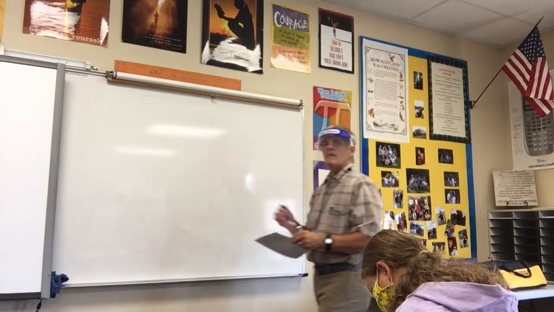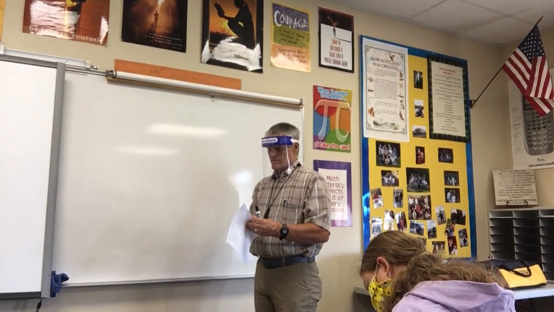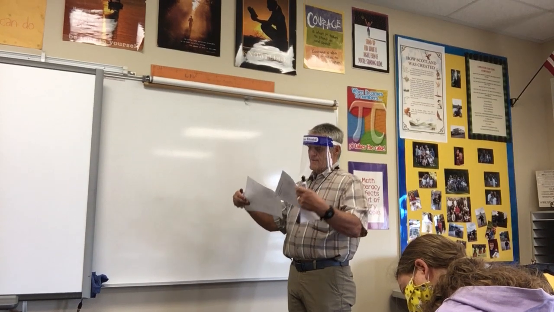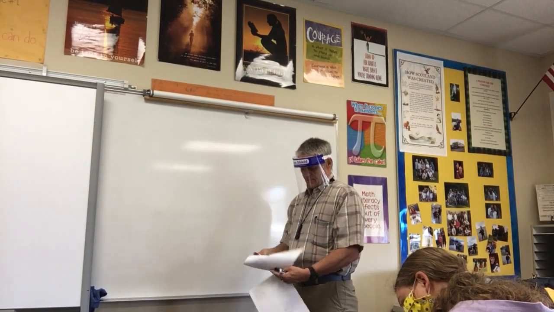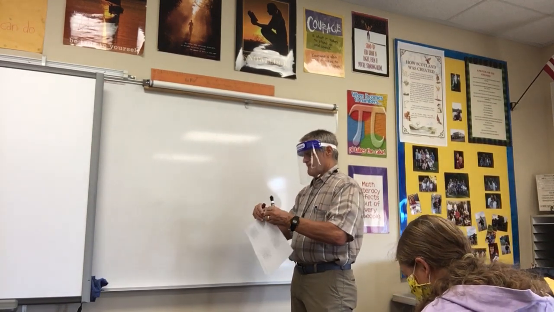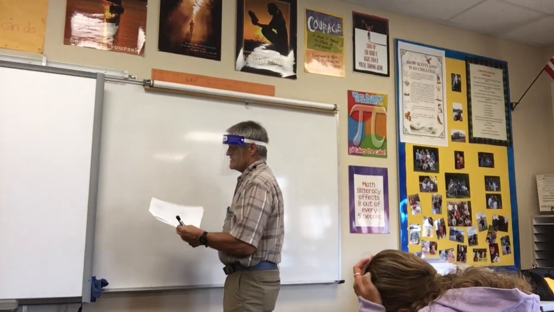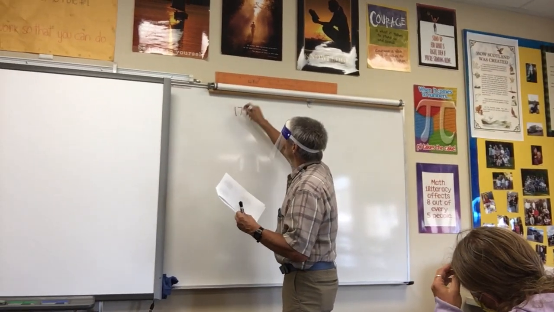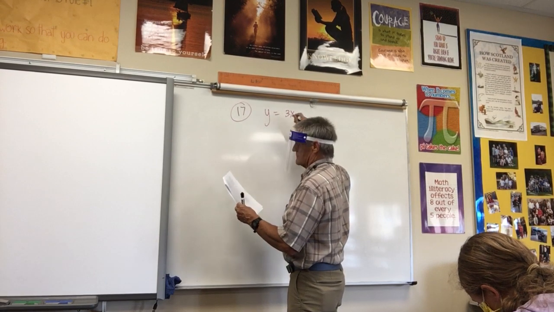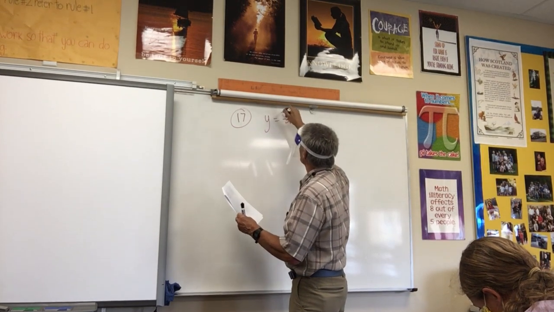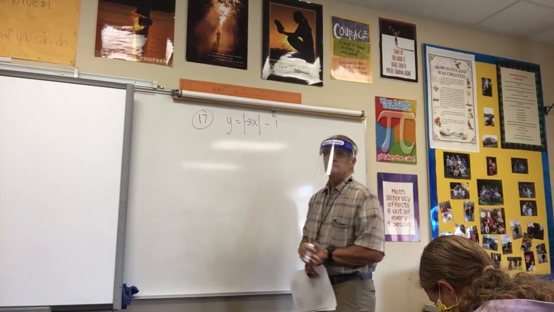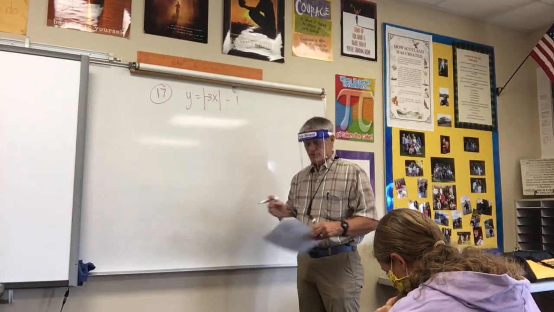Questions, yeah, one. Number 17. These are the ones I wouldn't show you before you left, huh? Okay, 17. So I have y equals negative 3x minus 1.